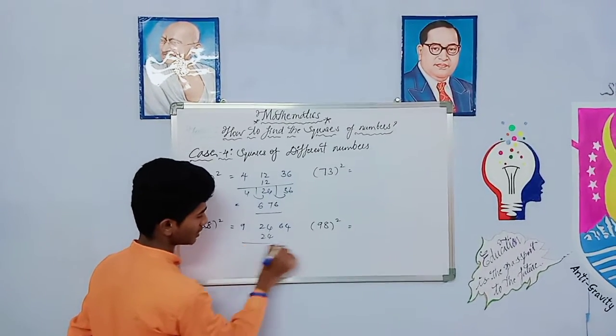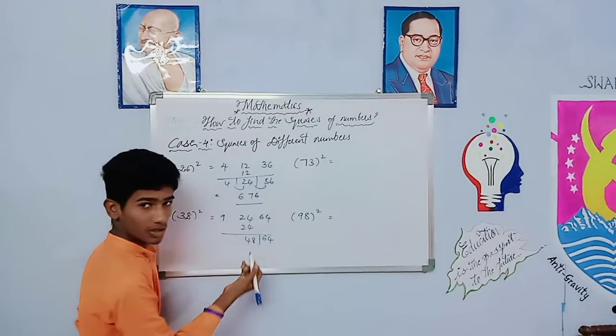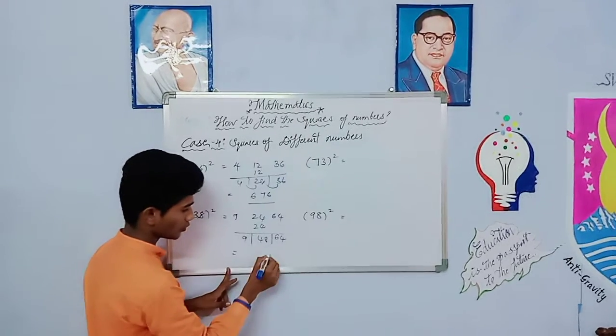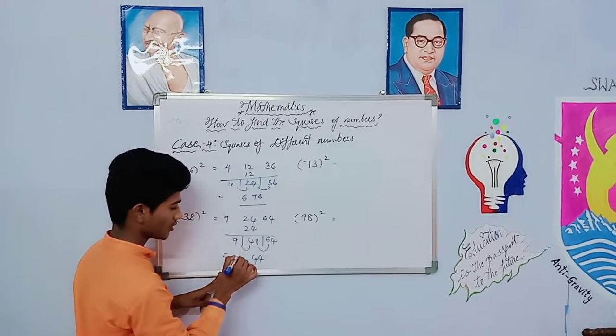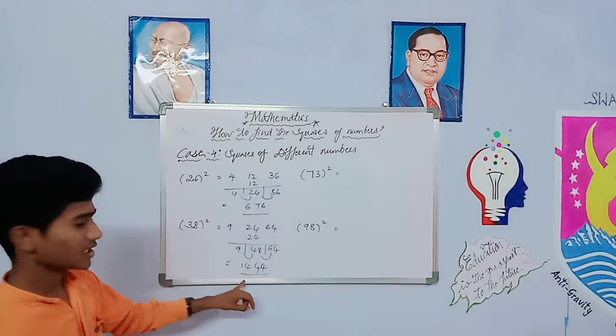Add the same digit in the middle. 8 squared is 64. In the middle, 24 plus 24 is 48. Next, 9. Now 4, carry 6 to the left. 54 we will get, so 5, 14. So 1444. Yes, that is 38 squared.